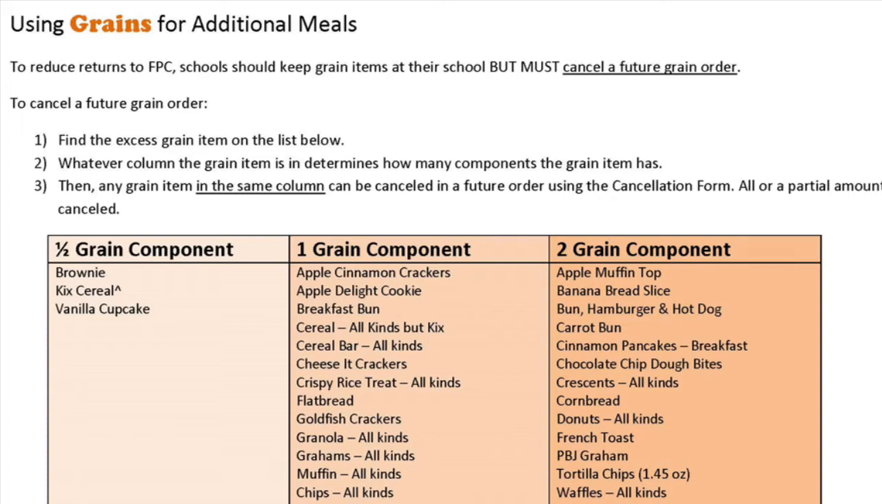This chart shows you the grain component value of each item on the menu. Here's how you'd use it. If we are serving an Apple Delight and are about to run out, we would look at this list to see the Apple Delight is a 1 grain item. So I need to replace it with either a 1 grain item or a 2 grain item. The half grain list would not be acceptable because I need to replace the Apple Delight with an item that has either the same or more grain components. We'll practice this later.